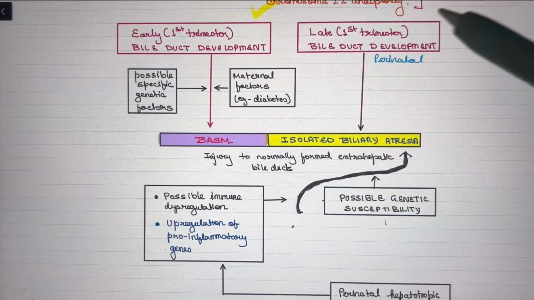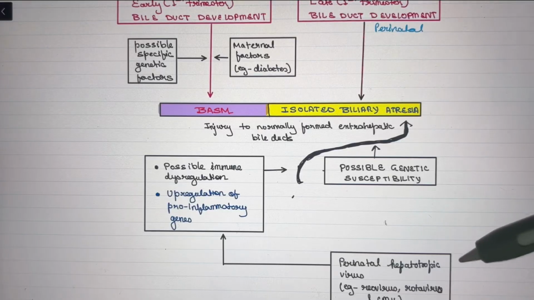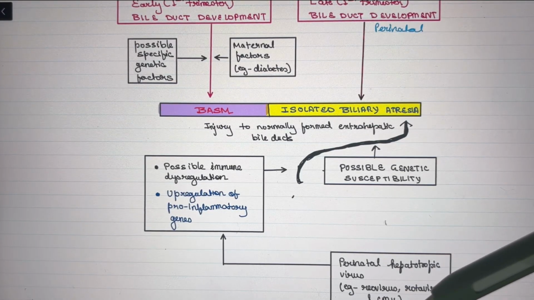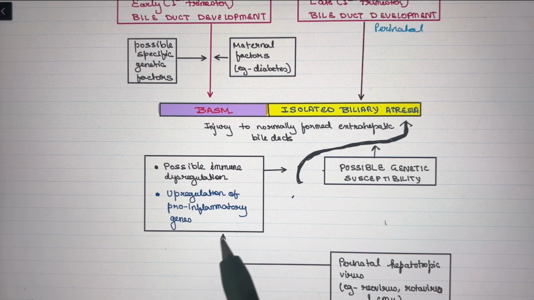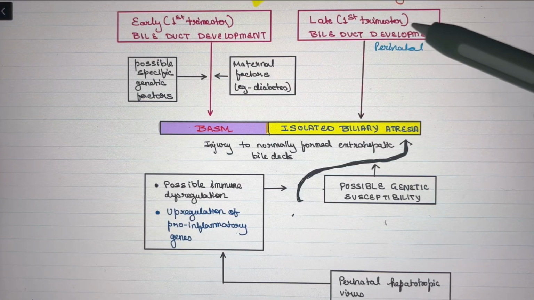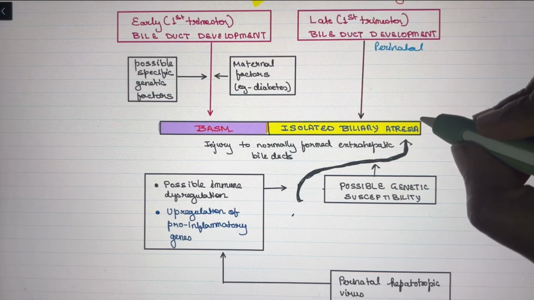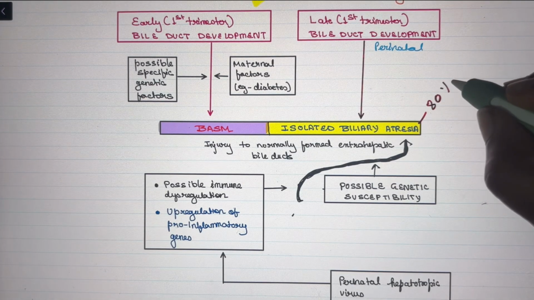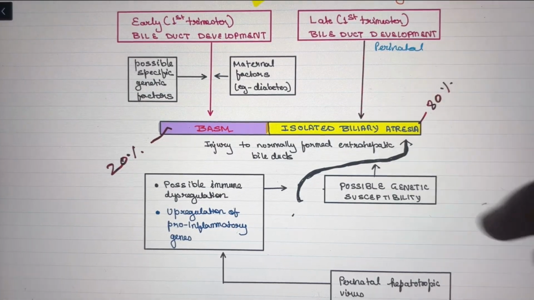Fine. If there is any problem in the late first trimester, like a perinatal hepatotoxic virus, if the mother gets infected via reovirus or rotavirus, there will be possible immune dysregulation or upregulation of the pro-inflammatory genes, or there will be possible genetic susceptibility. So if there is abnormality during late first trimester, then we have the isolated biliary atresia. And I have already told you, isolated biliary atresia is present in 80% of cases and BASM is present only in 20% of cases. So this is the main pathology of biliary atresia.